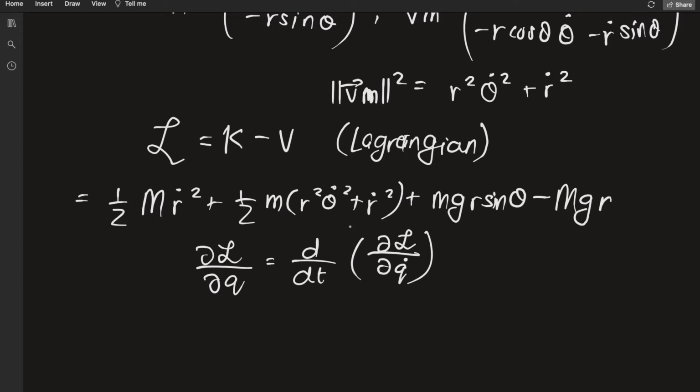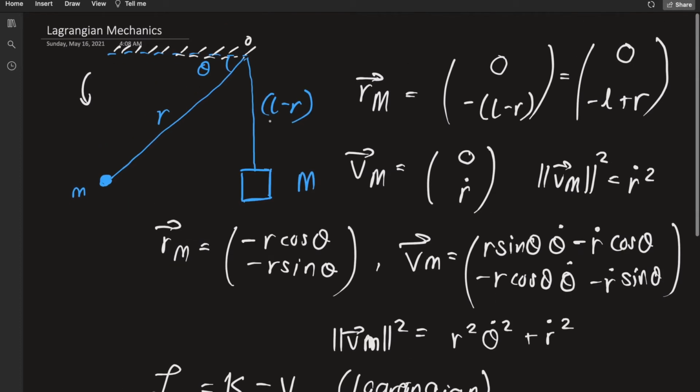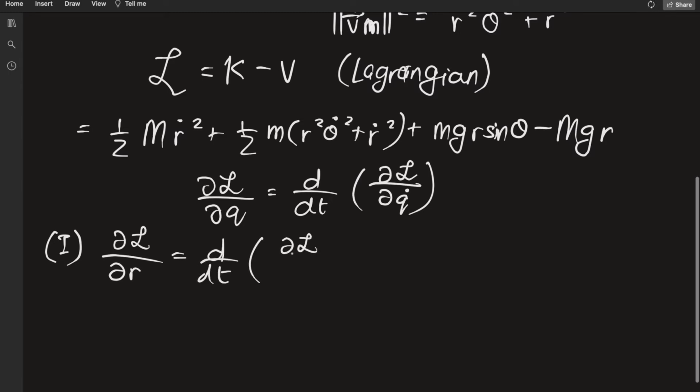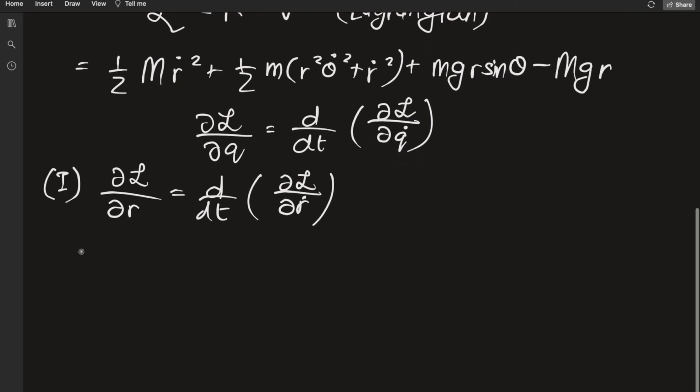In our system we have two free variables, because we can only do this differentiation with respect to independent variables. The two independent variables in our system are r and this theta here. So for q we need to do two cases. Case one is when we have r, and case two is when we have theta. So let's do case one when we have r. I'm just going to substitute r dot here, plug everything into the Lagrangian, and just do the math.